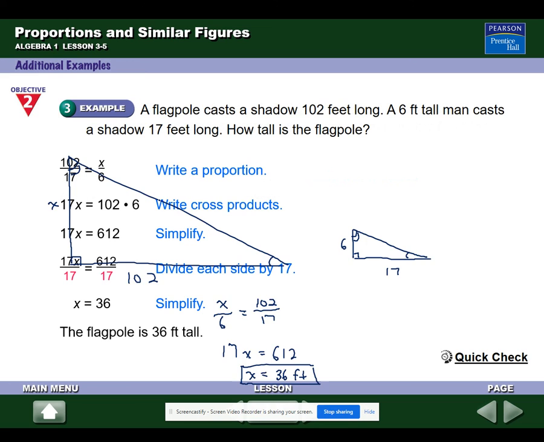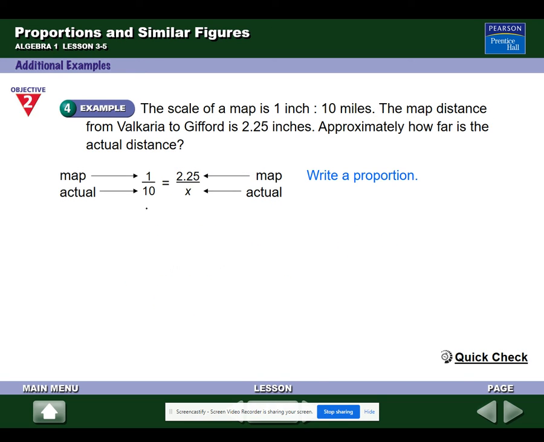This is actually, I was going to write it for you, but they actually have it here for you already. This is actually a rate, 1 inch to 10 miles. And then when we have 2.25 inches and we're trying to find the number of miles, this is a cross multiply problem, okay? So if 1 goes with 10, 2.25 goes with what?